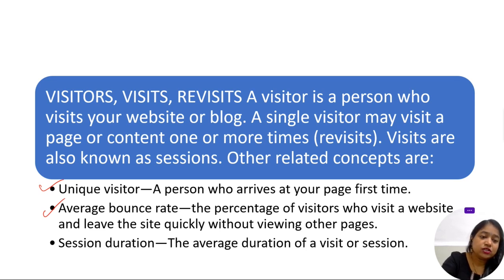And then the session duration. Suppose we have a content of say 1 minute, and people are only visiting for 10 seconds, 15 seconds to half a minute. So we need to find out for all the visitors what is the average duration of visit, and accordingly we can understand that our content is engaging or it is not engaging.